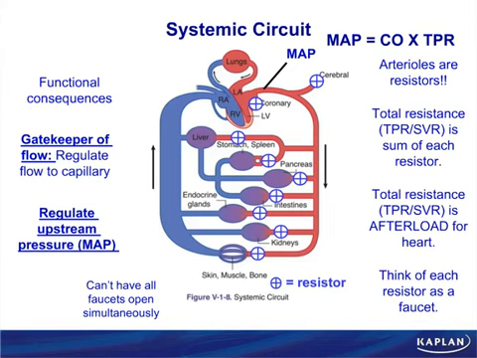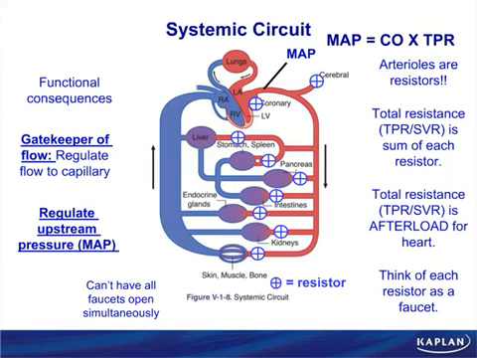I have to have a certain level of resistance at these various resistors in order to maintain an adequate mean arterial pressure. I can't fully open all the faucets. Imagine in your city, if everybody simultaneously opened all their faucets, well, you wouldn't get any water flow because the pressure head would plummet.